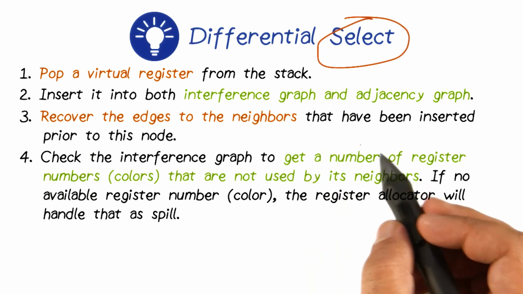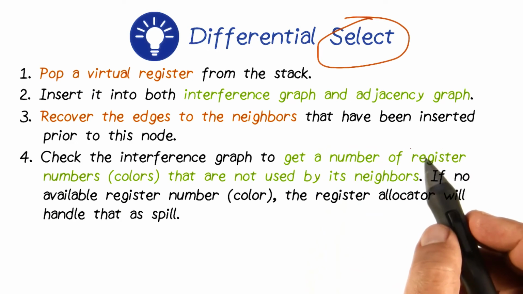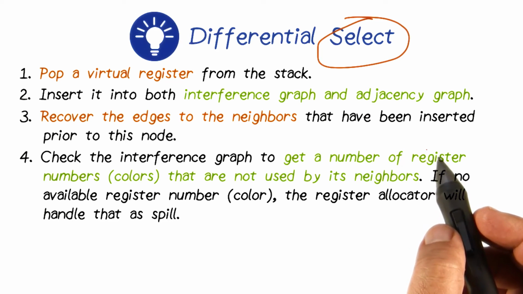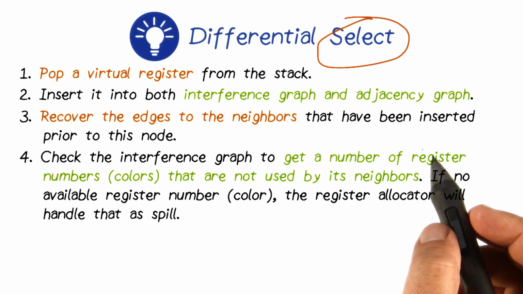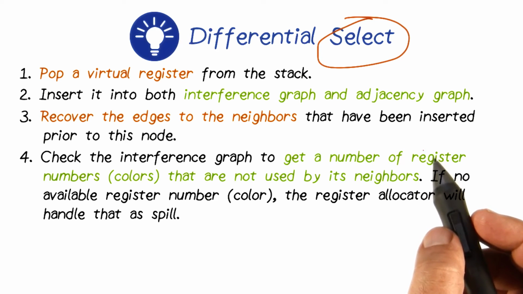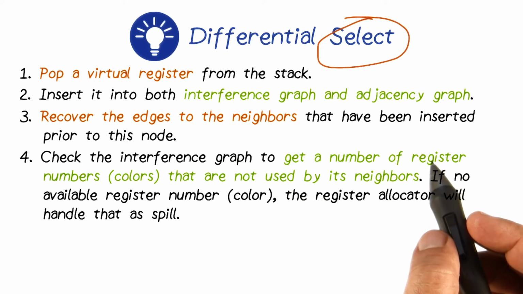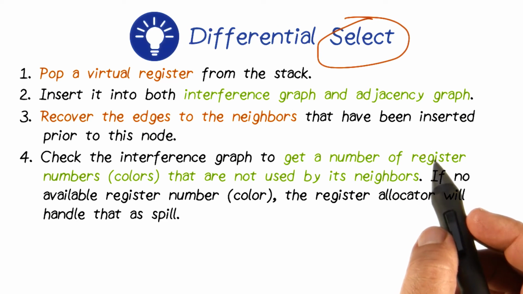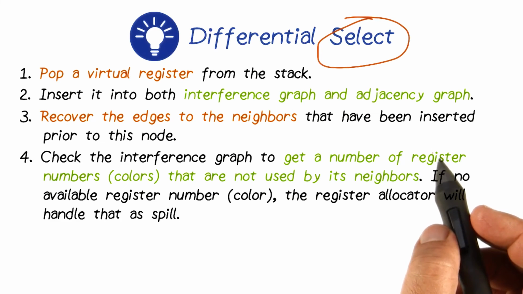The next step that we do is we go to the interference graph to see which colors are available that are not used by the neighbors. If no available color is there, then obviously this is the case of a spill, and we don't have to worry about differential encoding or otherwise, because this particular virtual register is not even getting a physical register. But if it is getting a register, and we could have a choice of multiple different colors, we look at all these choices here in step 4.